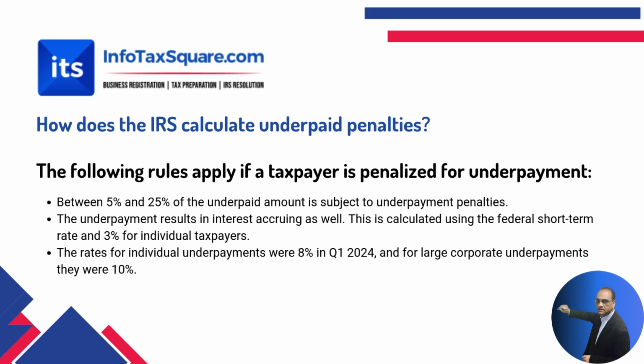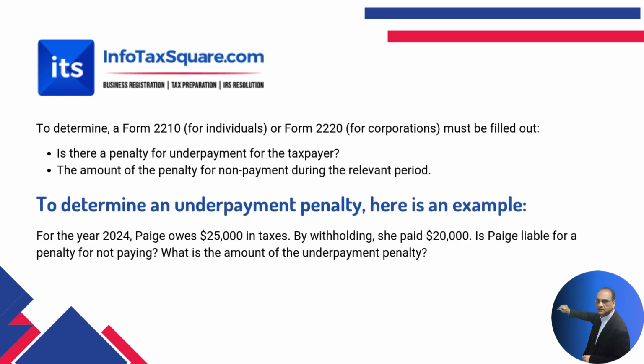Number 3, the rate for individual underpayment was 8% in the first quarter of 2024, and for large corporate underpayment it was 10%. To determine the underpayment penalties, Form 2210 for individuals or Form 2220 for corporations must be filled out. We will calculate from these two forms whether there is a penalty for underpayment for the taxpayer and the amount of the penalty for non-payment during the relevant period.